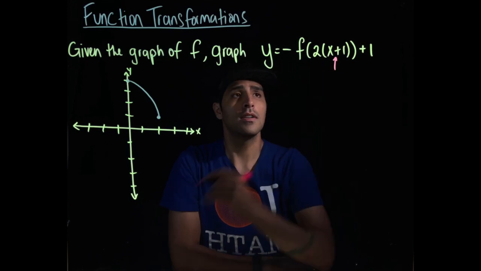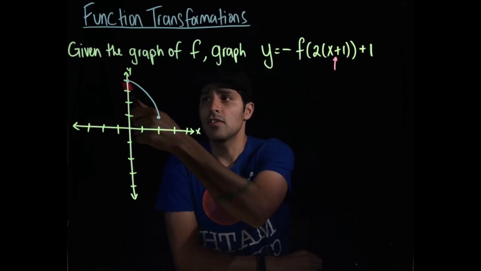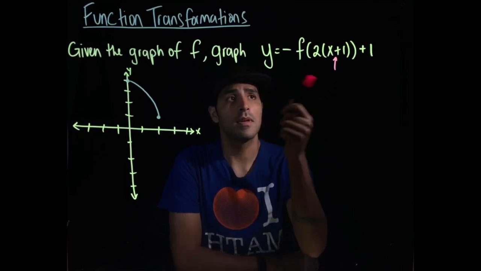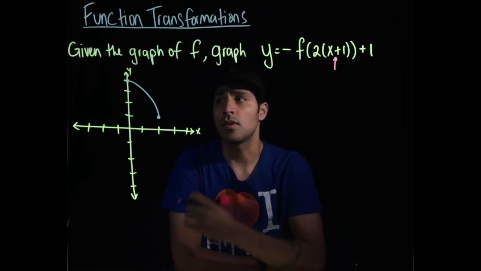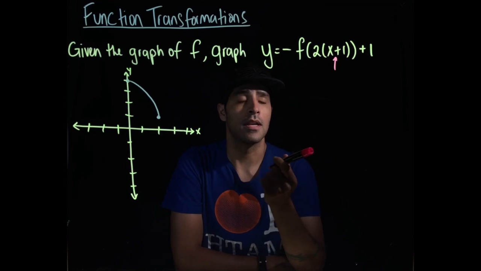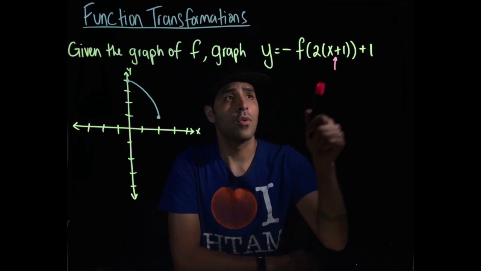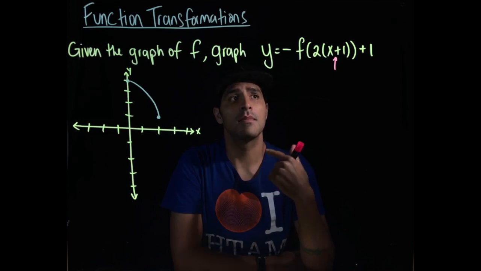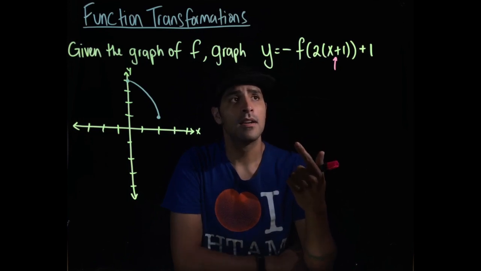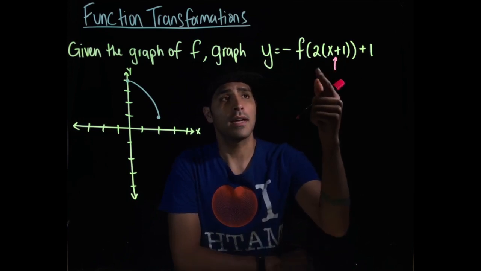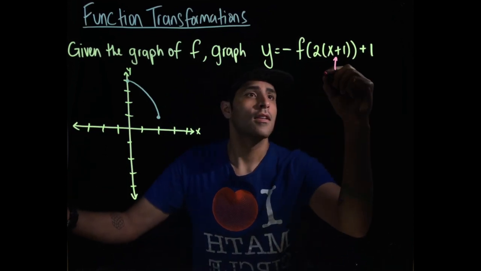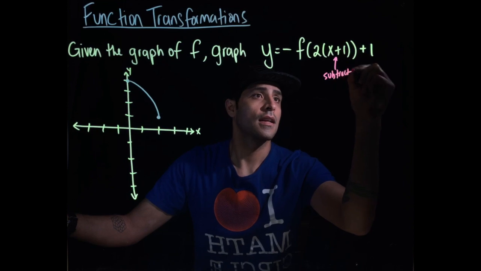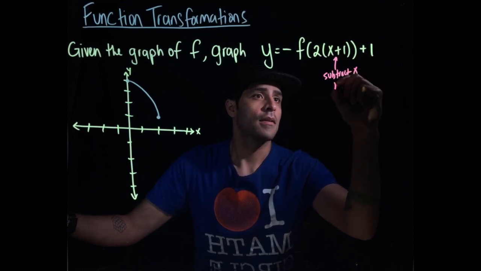What we're going to do is pick points on the original function and apply these transformations to either the x coordinate or the y coordinate. So you want to write down what this transformation is doing. We know it's affecting the x coordinate and it's going to be doing it in the opposite manner. So we're really going to be subtracting x by 1. So we're going to write subtract x by 1.